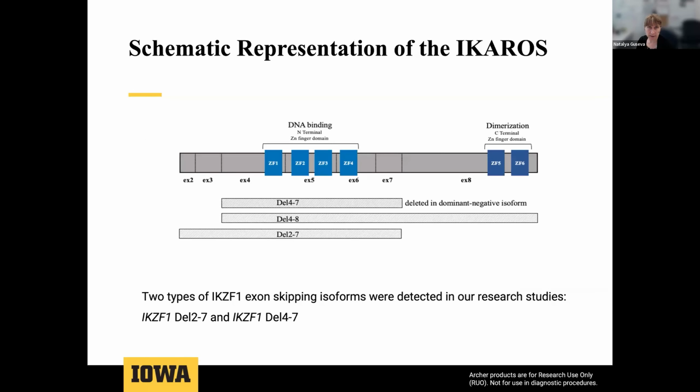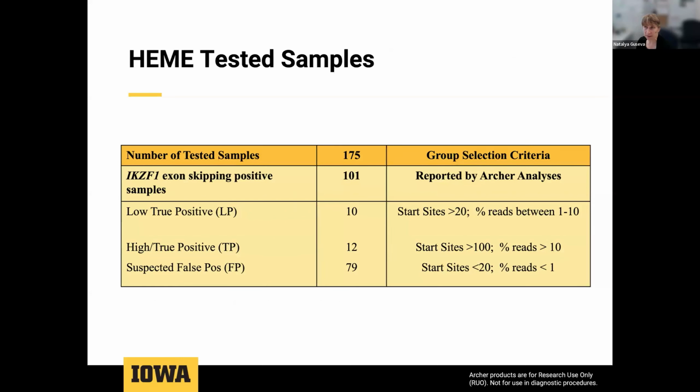This is a schematic presentation of this protein, and the deletions of exons 4 to 7 and 2 to 7 lie in the DNA binding domain area, and we could detect these 2 exon skipping isoforms with our heme assay. But what we noticed is that we could detect it almost in every sample. We investigated 175 heme specimens, and we found it in over 100 specimens.